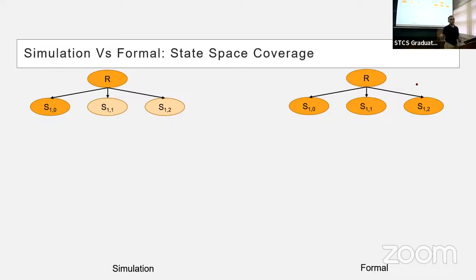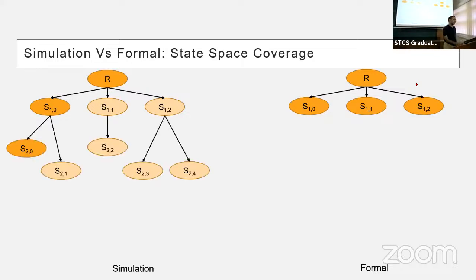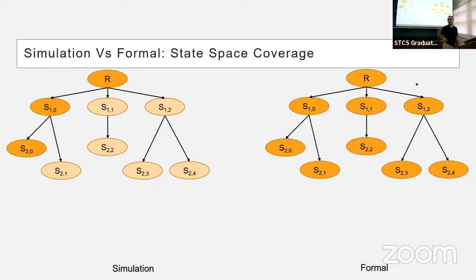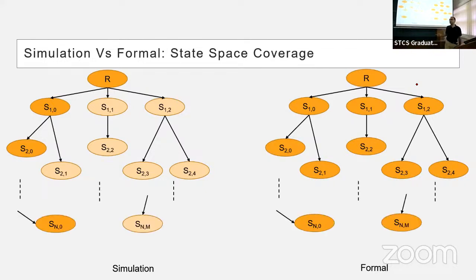In formal, it's automatic. Before moving to the next cycle, it will try all the possibilities, and it keeps on going like that. So in simulation, in a single run, it will just cover one of the paths. In formal, it will keep covering all the possible paths at each cycle. This is the reason with formal we can cover those corner cases first. Because of that, we needed those re-spins.